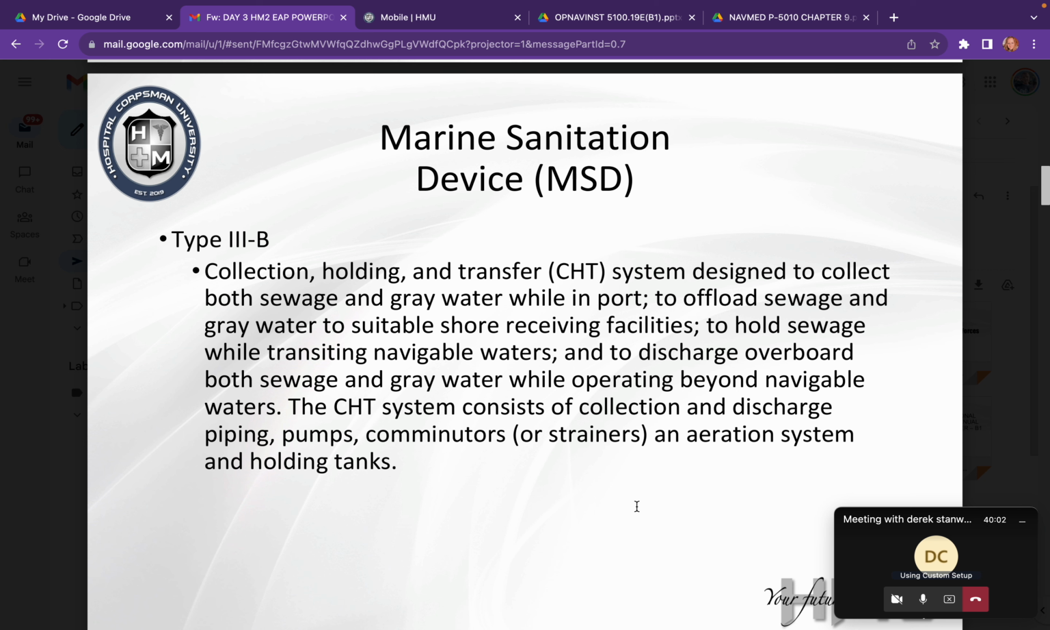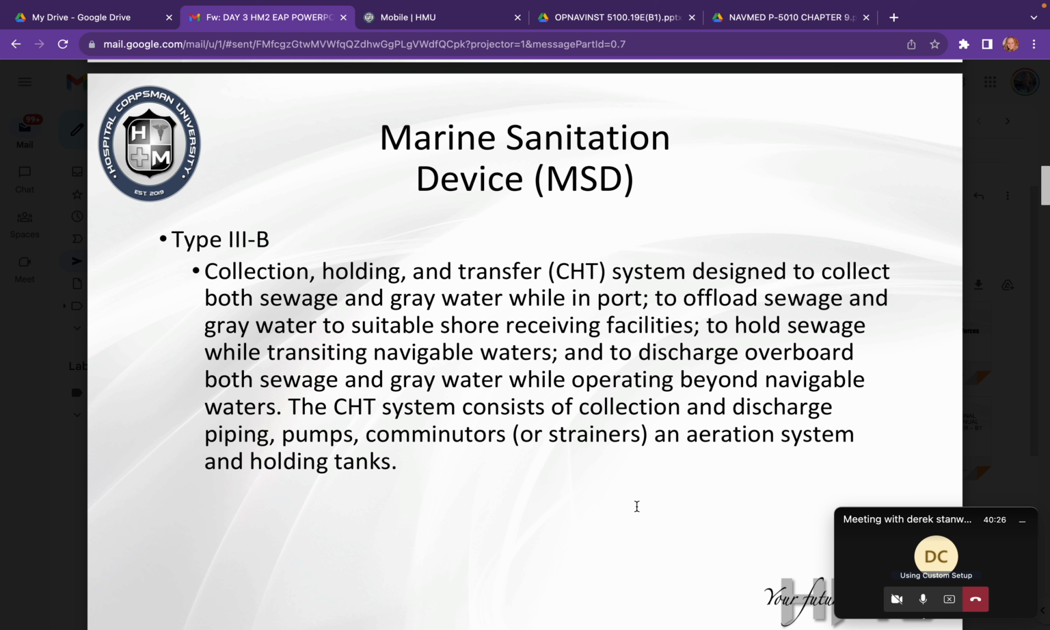And type 3B, collection, holding, and transfer, so CHT system, designed to collect both sewage and gray water while in port, to offload sewage and gray water to suitable shore receiving facilities, to hold sewage while transiting navigable waters, and to discharge overboard both sewage and gray water while operating beyond navigable waters.